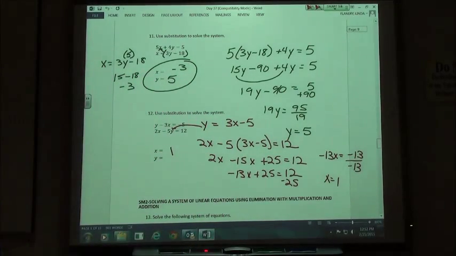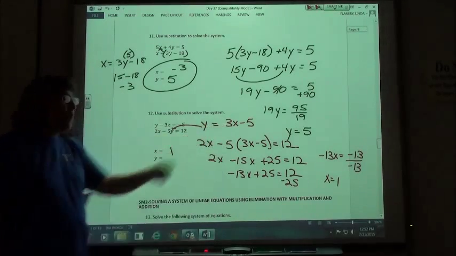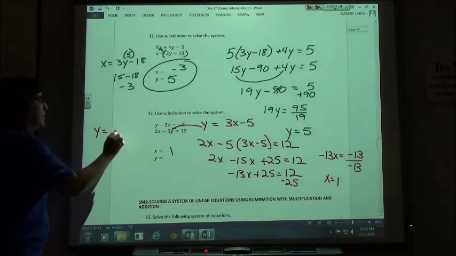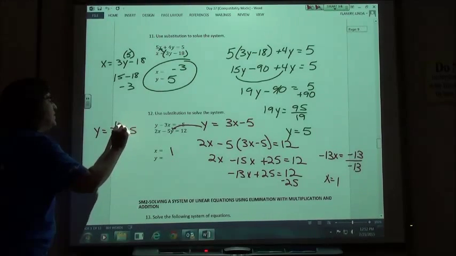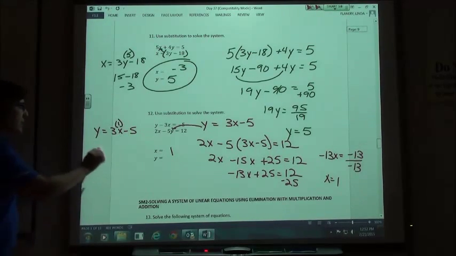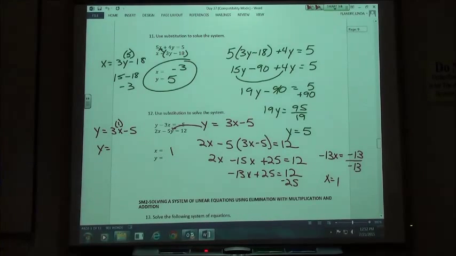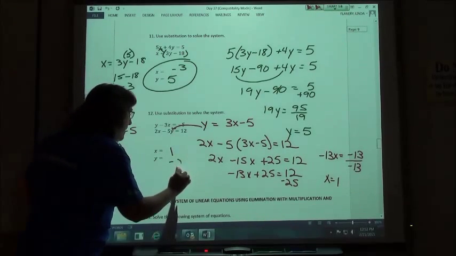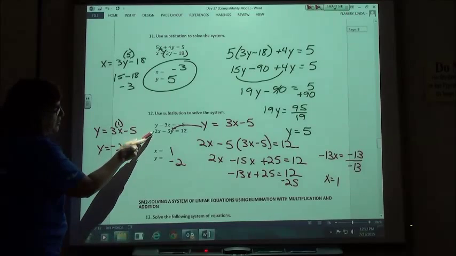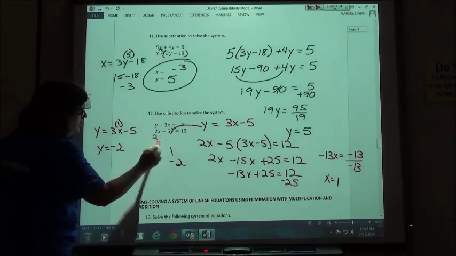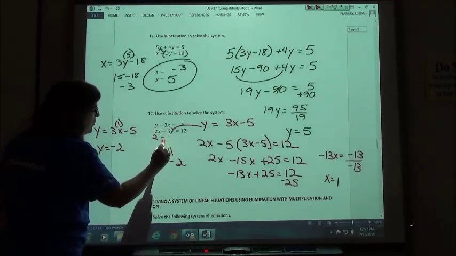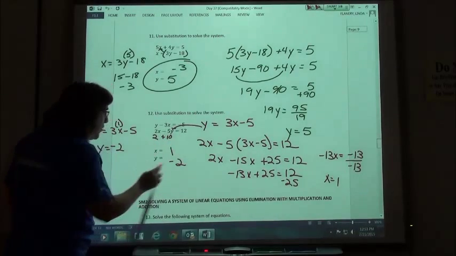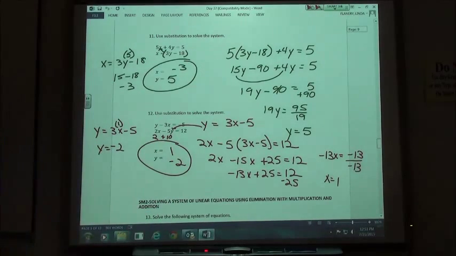I still need to find my y value. Over here we solved for y. We said y was equal to 3x minus 5. So if x is 1, y is going to be negative 2. And again, if I just quickly check it, 2 times 1 is 2, negative 5 times negative 2 is 10, 2 plus 10 is 12. Yep, it checks out, so I know I did it right.